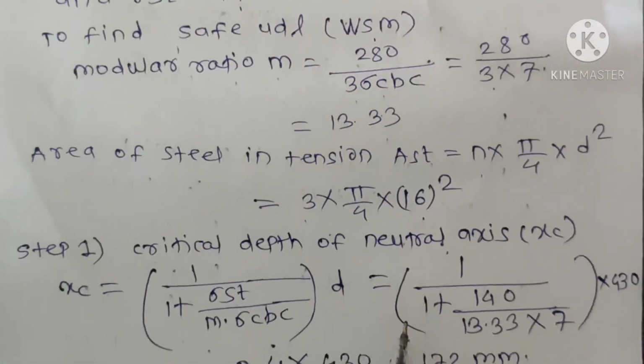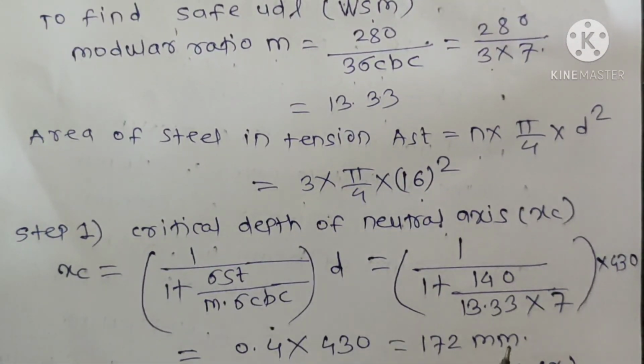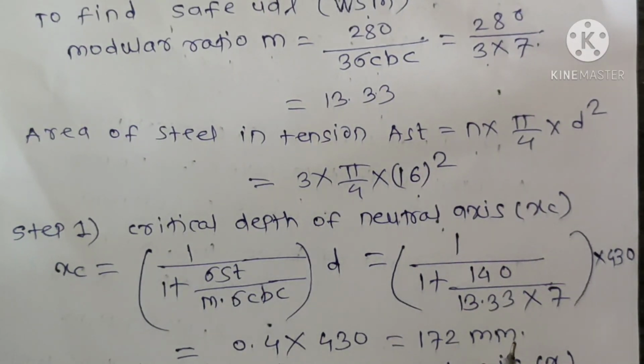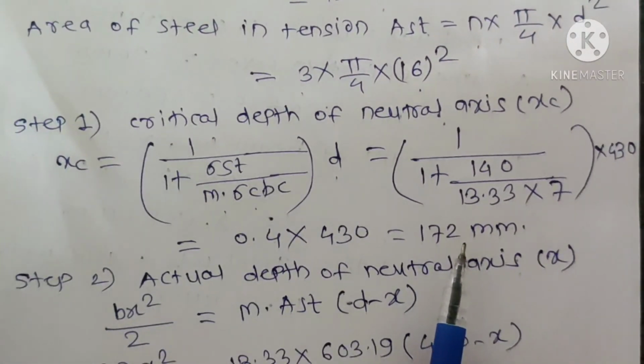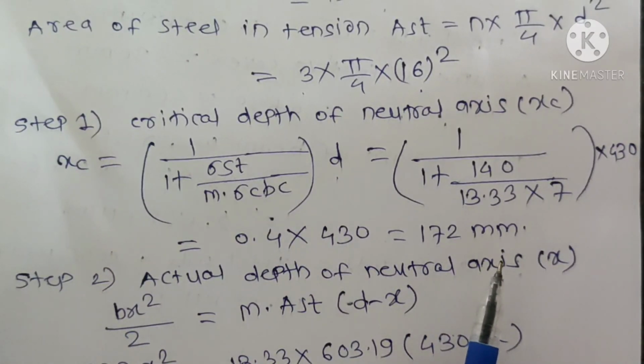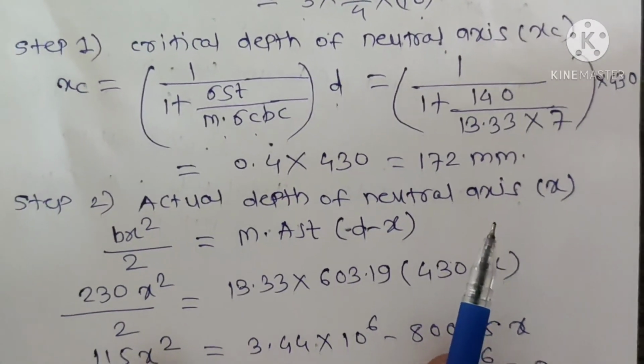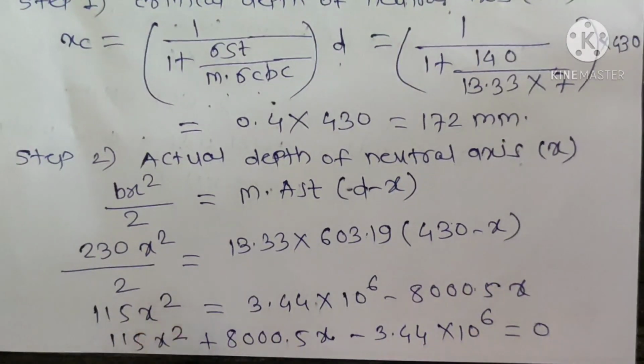Then step number first is the critical depth of neutral axis XC. XC is equal to 1 upon 1 plus sigma ST upon m into sigma CBC, into d. Then put the values, the answer is 172 mm. Then step number second. Thank you.